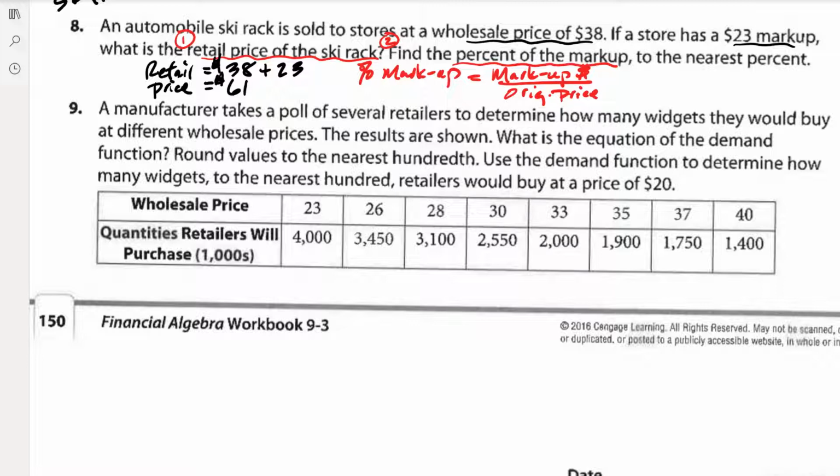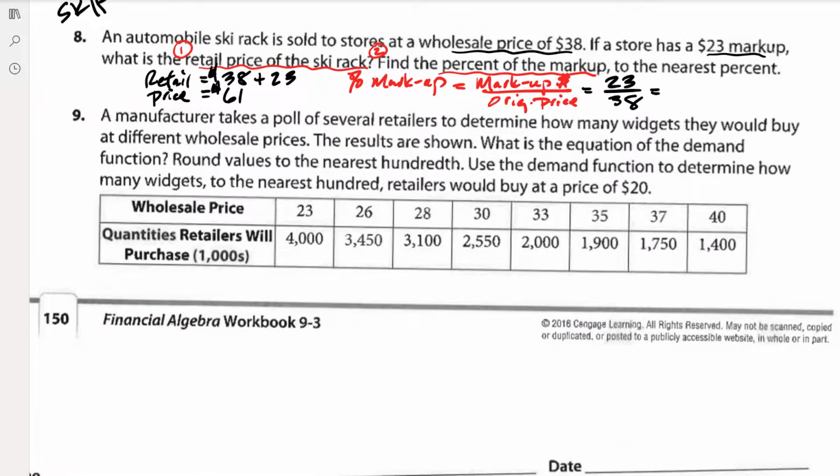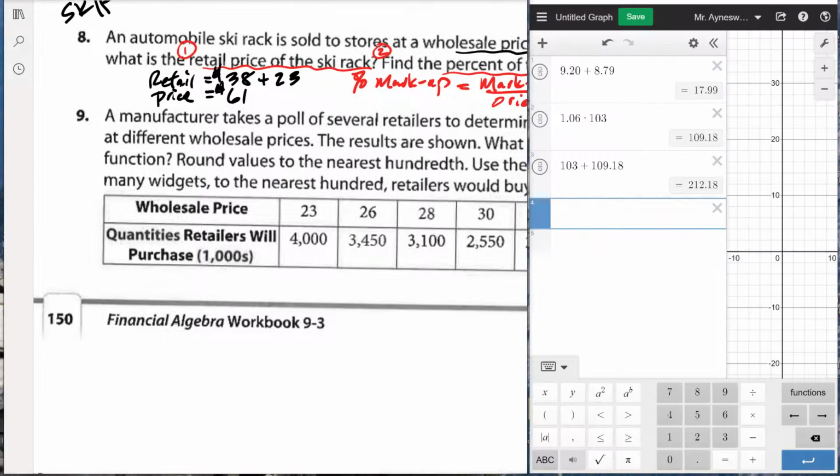You can say original price or wholesale price, same thing. You know, what it costs coming out of the factory. So for this one here, the markup is $23 and the wholesale price is $38, and all we have to do is divide the two and get a decimal, and we can figure out what percentage this represents. So let's calculate this.